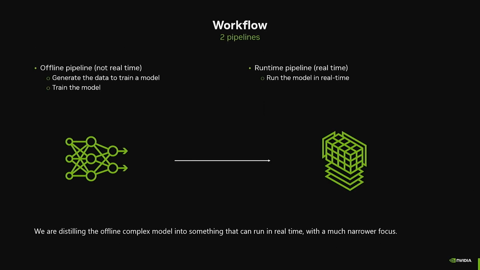All right, so let's start with the workflow. We work with two distinct pipelines. The first pipeline is an offline pipeline. This is where we actually generate the training data and we refine our model. Then we have a runtime pipeline, and this is where we take the very complex model that we generate, and we distill it, we compress it, and we narrow its focus, so that it can actually run in real time in our engine. Let's start with an overview of the offline pipeline.